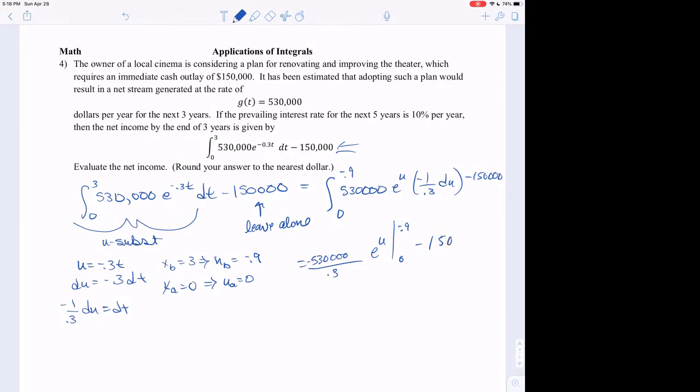minus 150,000. So this equals negative 530,123 over 0.3 e to the negative 0.9 minus 1, because e to the 0 is 1, minus 150,000 equals, plugging that into our calculator, we get 898,393.6011.